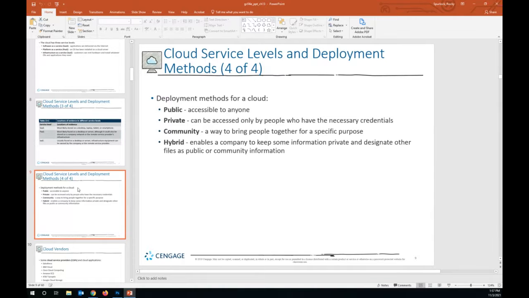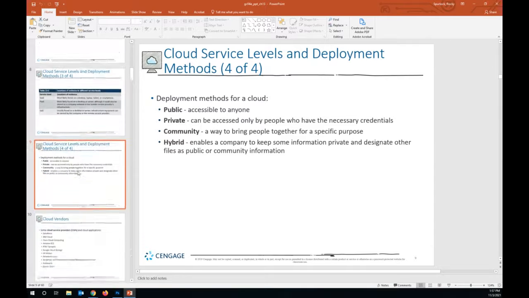A community cloud is a shared cloud service that provides access to common or shared data. As you see, it's a way to bring people together for a specific purpose. A hybrid cloud is a cloud deployment model that combines the public, private, and community cloud services under one cloud. Segregation of data is used to protect private cloud storage and applications. So with this, a company can keep some private information private, and they can also designate other files as public or community information.